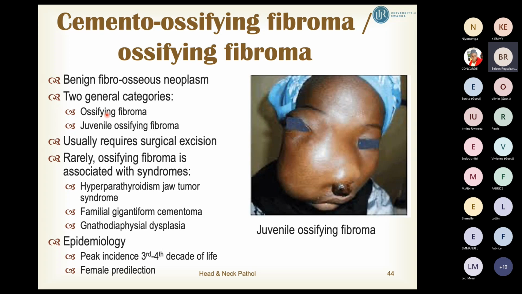So this is the juvenile, and we have a non-juvenile. On this picture we have a juvenile just because it is in a smaller chart, otherwise the histology is the same. So it is usually treated by surgical excision. It can be associated with some syndromes listed here. You see that they go with common problems. The peak incidence happens between the third and the fourth decades of life.